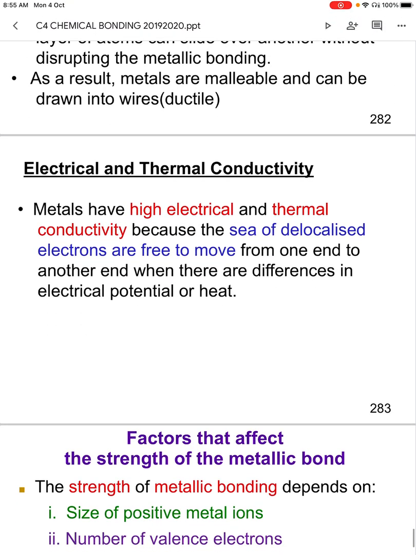Next is electrical and thermal conductivity. Metals have high electrical and thermal conductivity because the sea of delocalized electrons are free to move from one end to another end when there are differences in electrical potential or heat. The free moving electrons, or the delocalized electrons, cause metals to have electrical conductivity and also thermal conductivity.